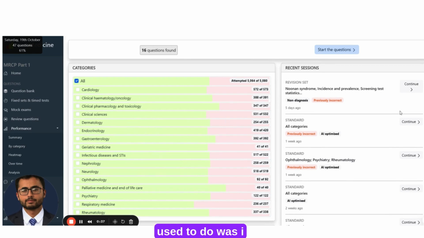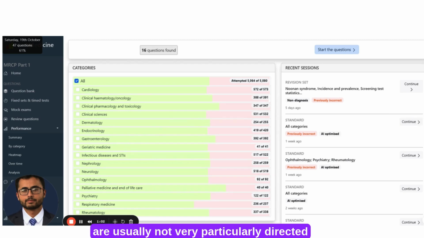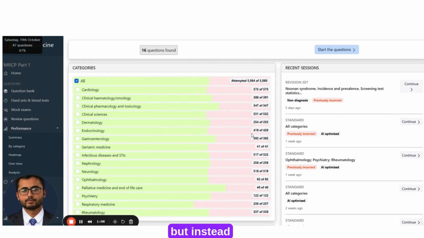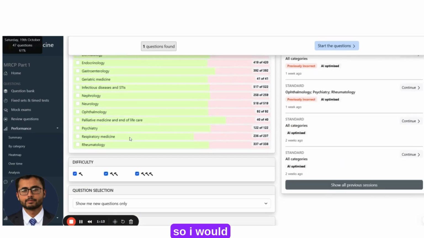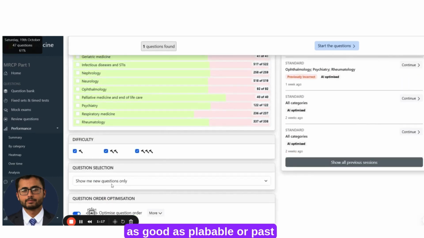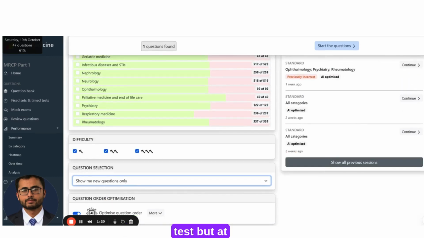What I used to do was I began with a particular category and started doing the questions, and I used to read the explanations thoroughly. It is a little different from the PLABable question bank, because the explanations are usually not particularly directed toward that specific question, but instead the whole topic is given. So I would say the explanations are not as good as PLABable or Pastest, but at least they tell you a little about the question that you have gotten wrong.